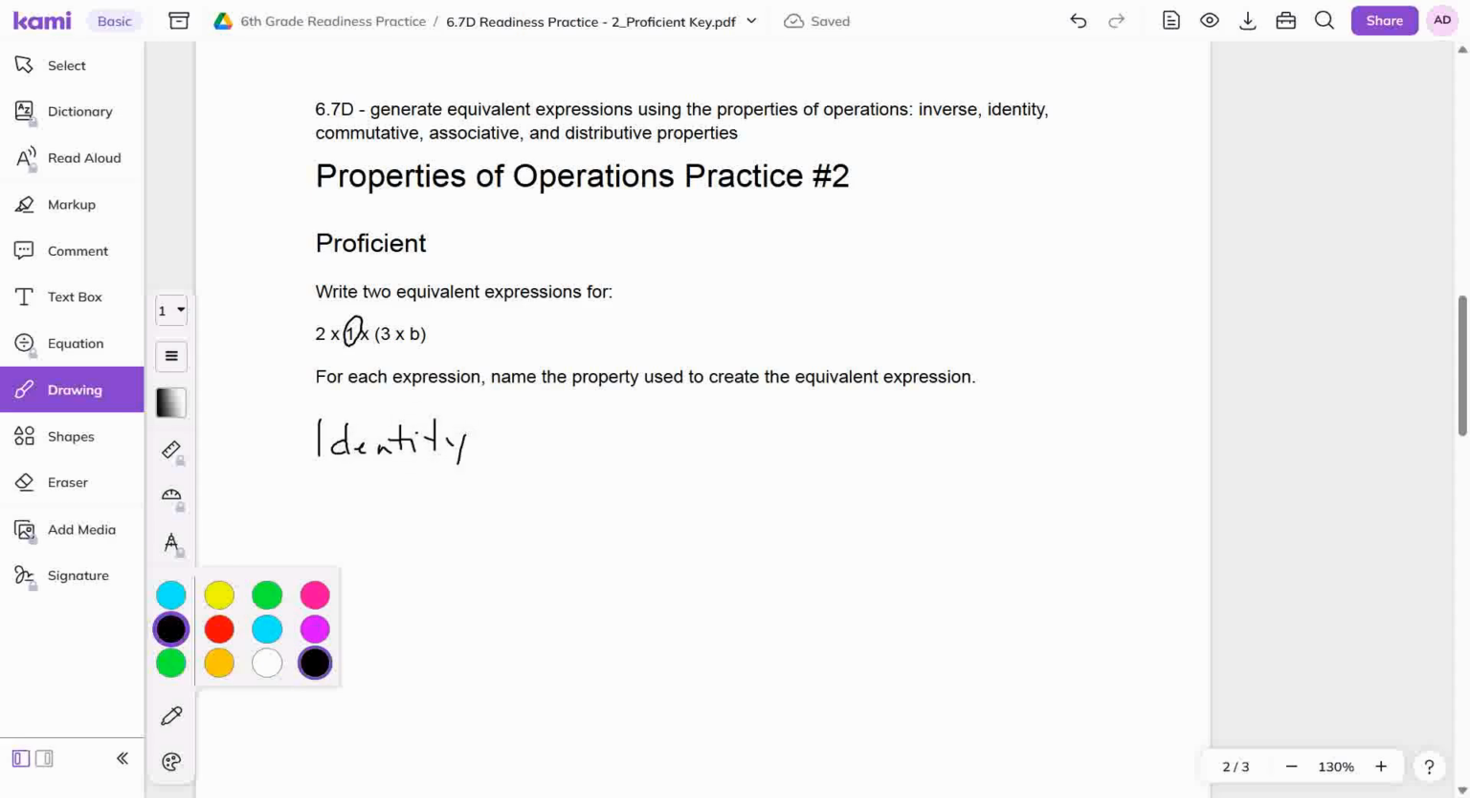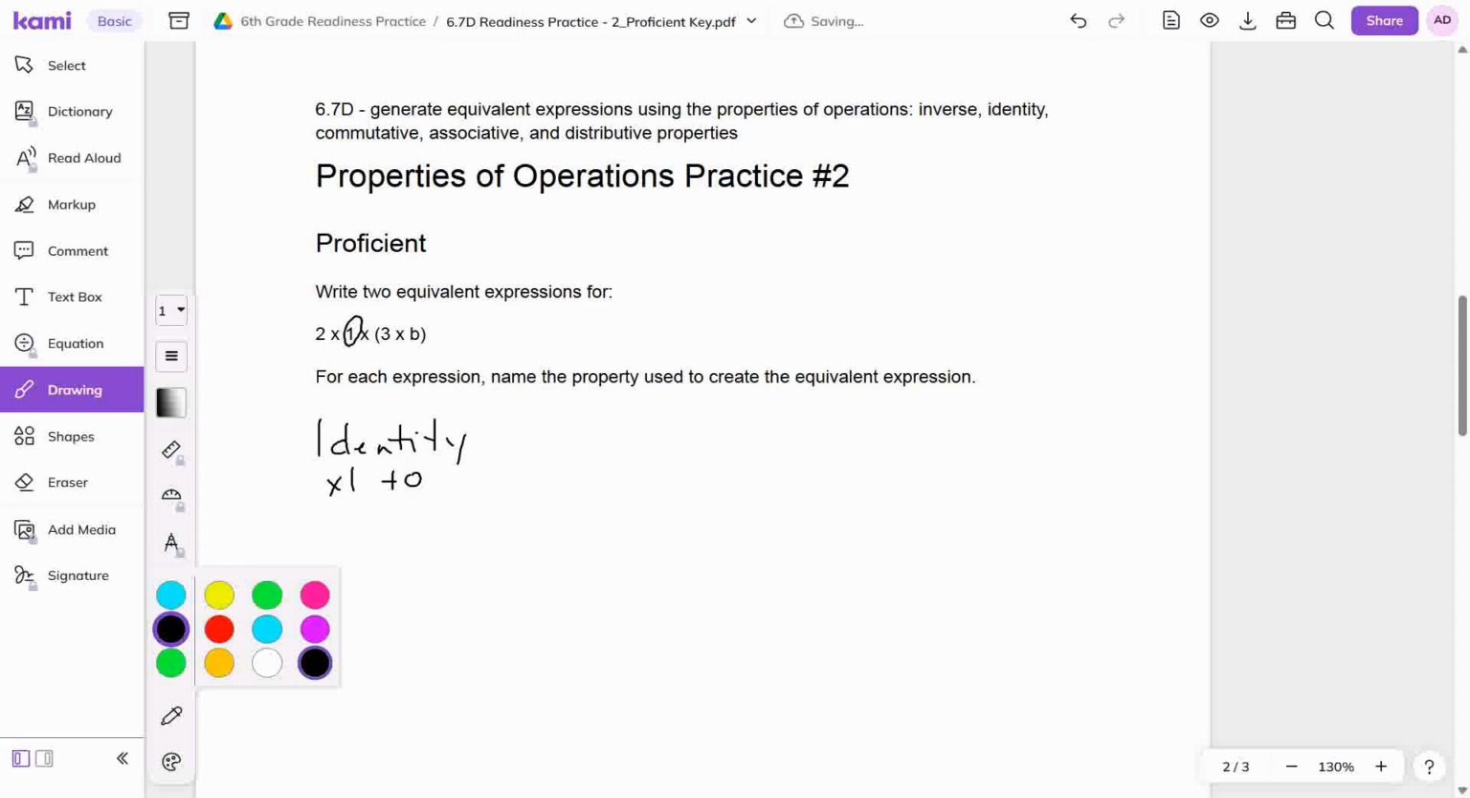The identity property is the property that says anything times 1 is itself, or anything plus 0 is itself. So it works once again with multiplication and with addition.